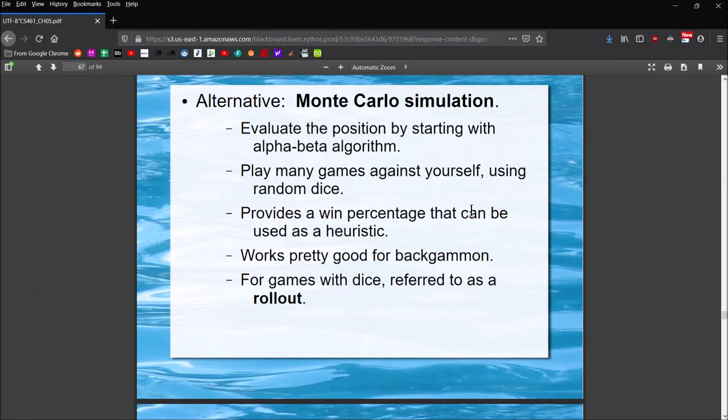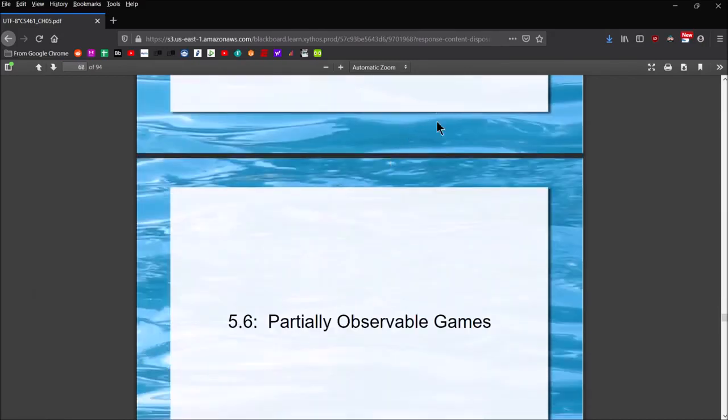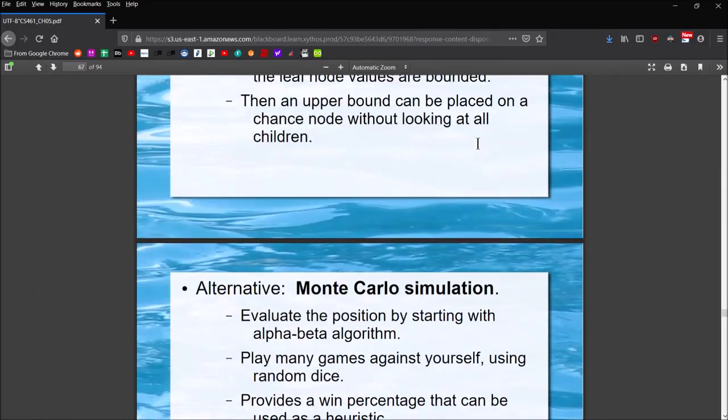Just have backgammon play against itself. Have the AI play against itself 10,000 times, and then keep statistics, see what moves lead to a higher winning percentage. Fine. Now, whenever you have games that are using dice, there's a term here. What we're talking about here is termed a rollout, or referred to as a rollout. Okay. All right.